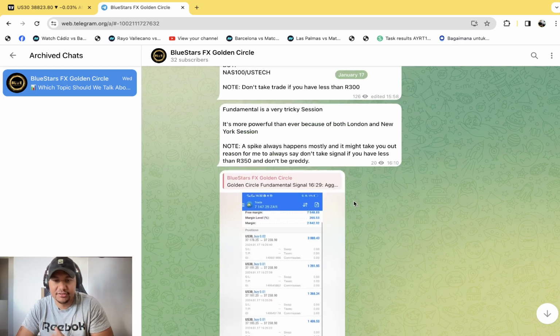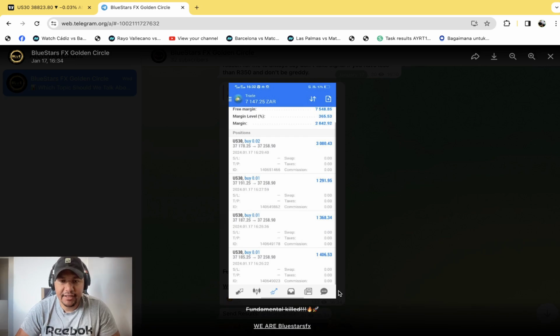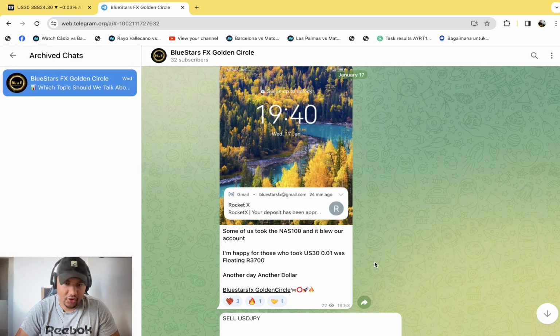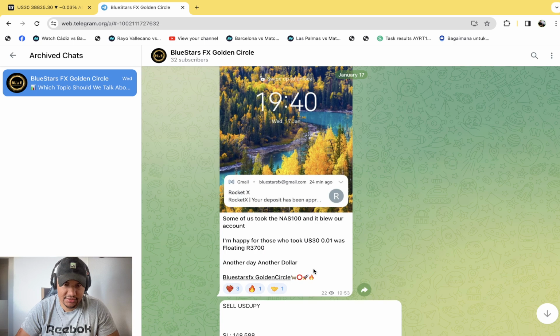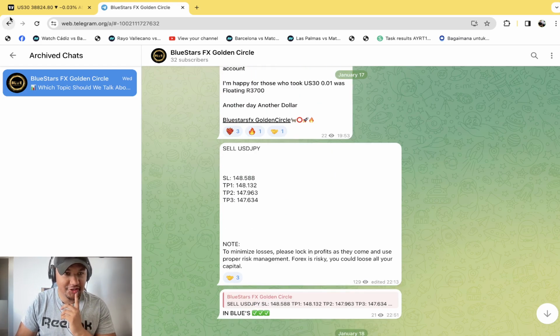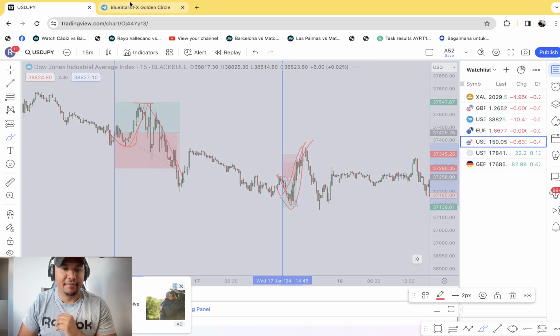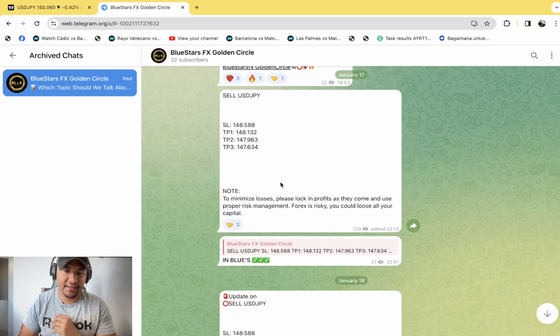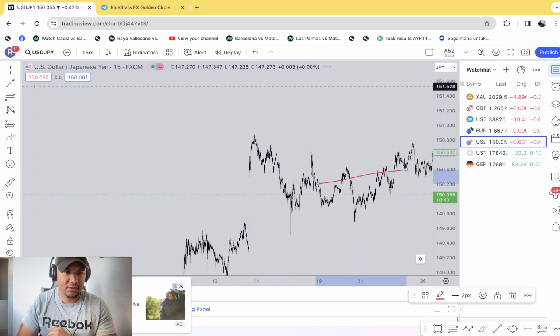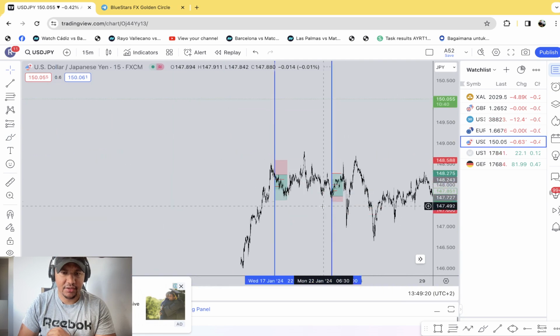Golden circle, fundamental signal. There you can see there was a trade taken there. Rocket X. Some of us took NAS 100. It blew our account. I'm happy for those who took 0.01. Was floating 3,700. Another day, another dollar, and another broker that you choose to go with. Well, that's not my business. In any case, USD JPY on the 17th, just after 10, was a sell that we're quickly going to assess.